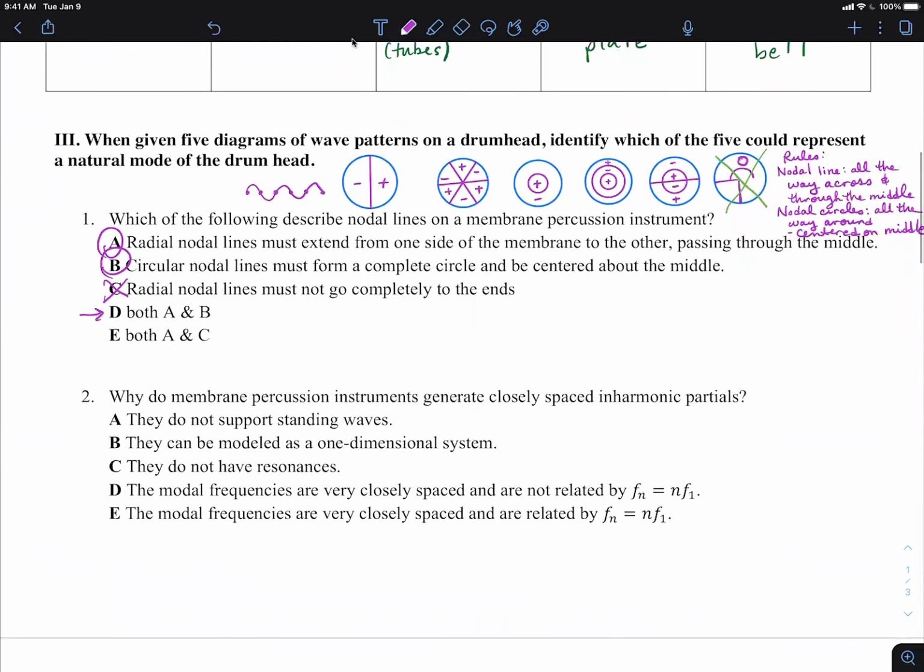Now, number 2 says, why do membrane percussion instruments generate closely spaced partials? So here are the reasons. You have a 2-dimensional surface that is vibrating. Okay. Is the primary one. Okay. They do support standing waves, meaning repeating patterns, and those standing waves have natural frequencies or resonances, just like the strings in the tubes.